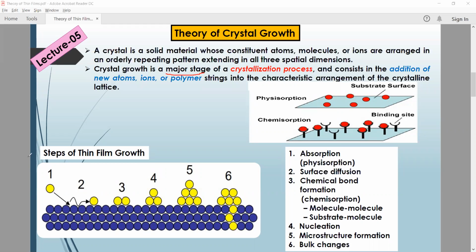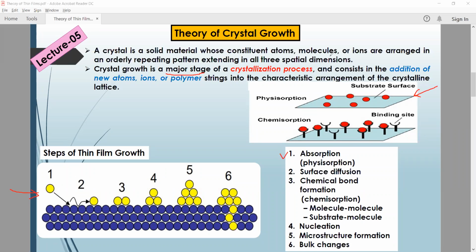Okay, so here I have drawn one figure, and these are the points that may happen during the process of crystal growth. Which crystal growth? That is the thin film crystal growth process. Okay, so the first process is nothing but adsorption. That is, whenever we are going to deposit some kind of material onto the substrate, at that time the adsorption process happens. Okay, so let us consider the example, or let us look into this figure.